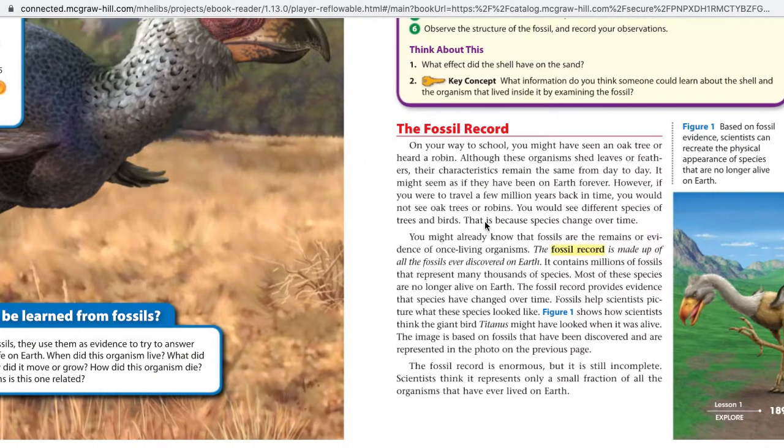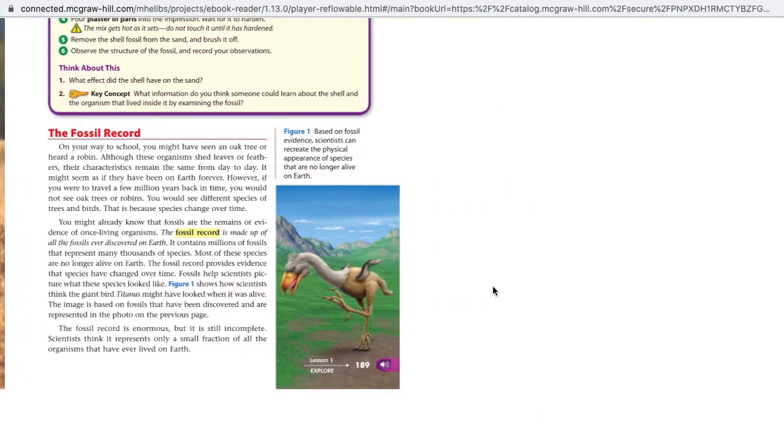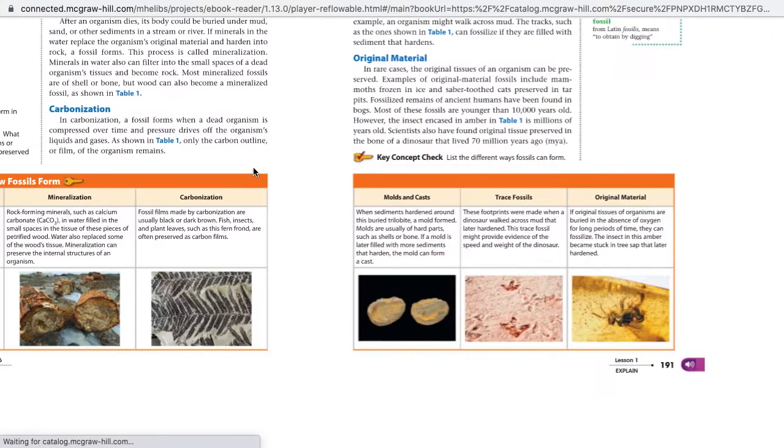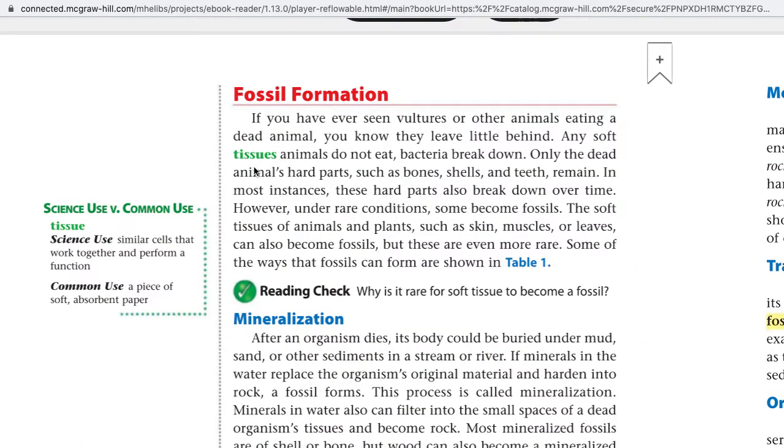Yeah, maybe. The fossil record is enormous, but it's still incomplete. Scientists think it represents only a small fraction of all the organisms that have ever lived on Earth. All right. Fossil formation. If you've ever seen vultures or other animals eating a dead animal, you know they leave little behind. Any soft tissues animals do not eat, bacteria break down. Only the dead animal's hard parts, such as bones, shells, and teeth, remain. In most instances, these hard parts also break down over time. However, under rare conditions, some become fossils.